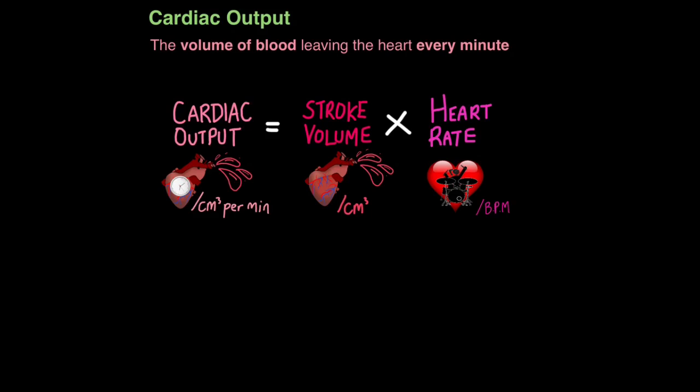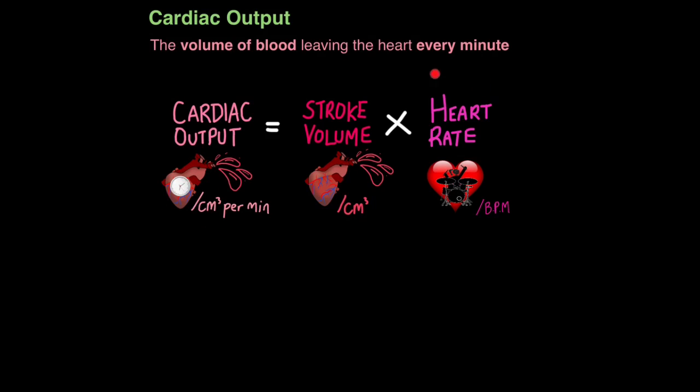You can work out cardiac output by this simple equation. Cardiac output, measured in centimeters cubed per minute, equals stroke volume, that's volume in centimeters cubed, times heart rate in beats per minute. So stroke volume is the volume of blood that leaves the heart with every beat. Heart rate is the number of heartbeats in 1 minute. So if you multiply the two together, you find out how much blood is leaving the heart every minute, the volume of blood per minute.